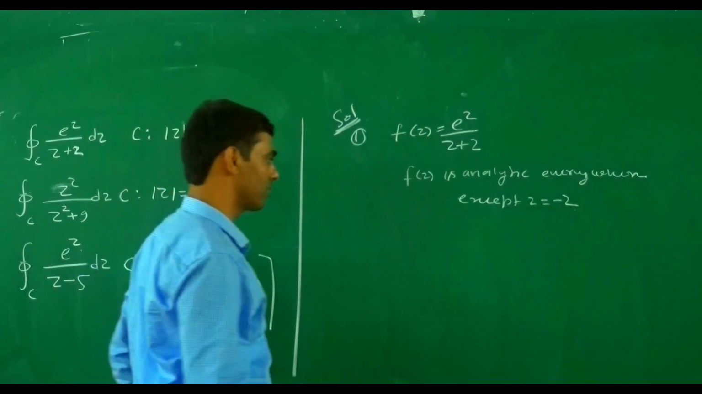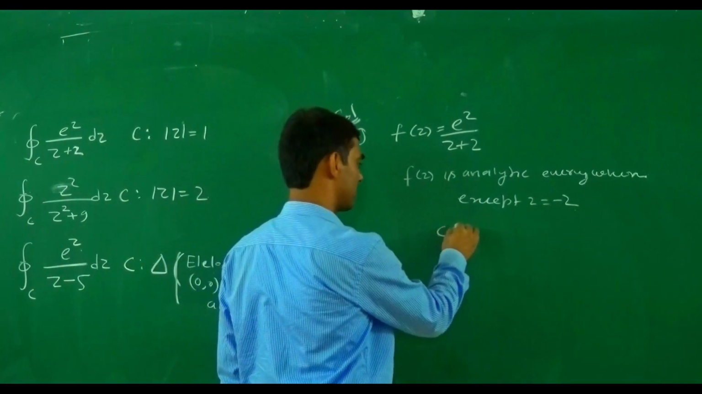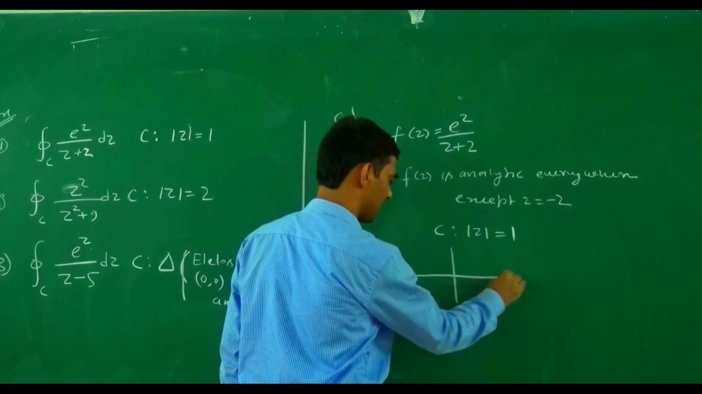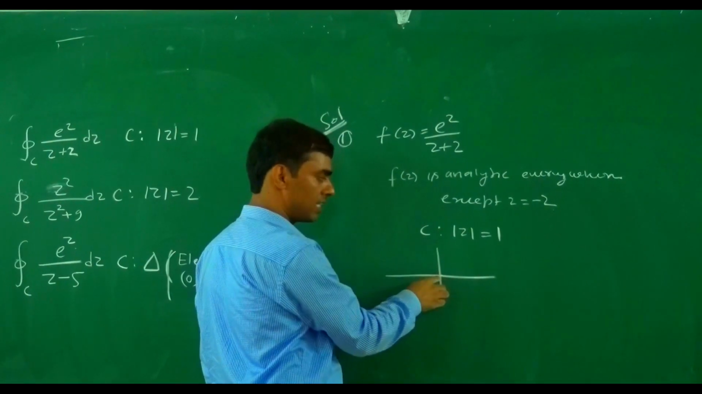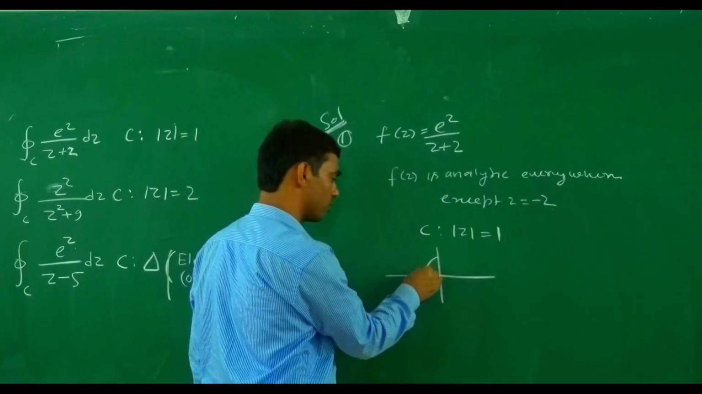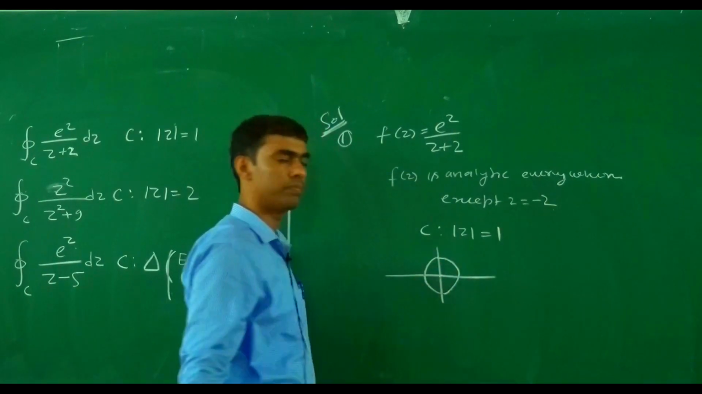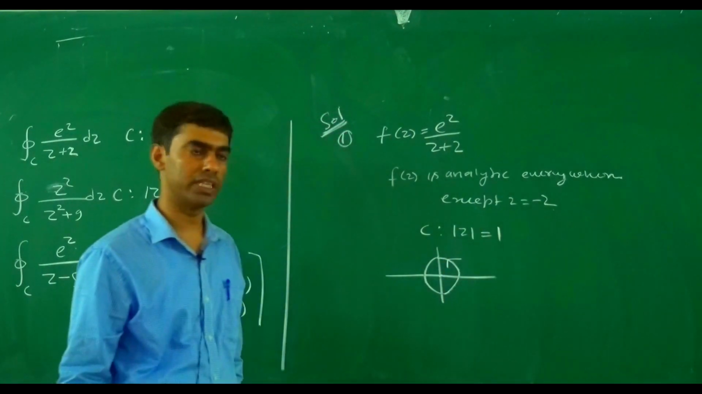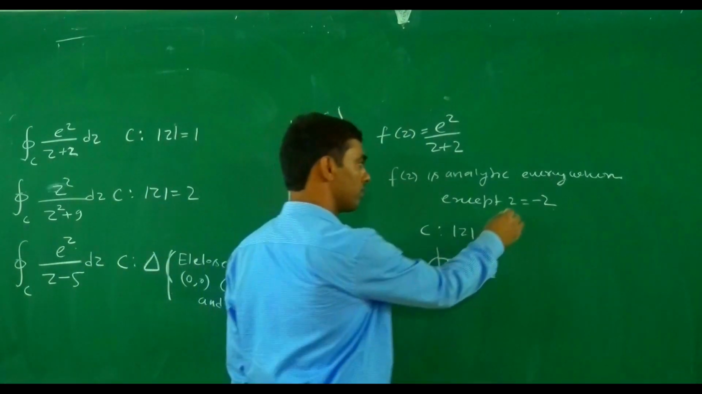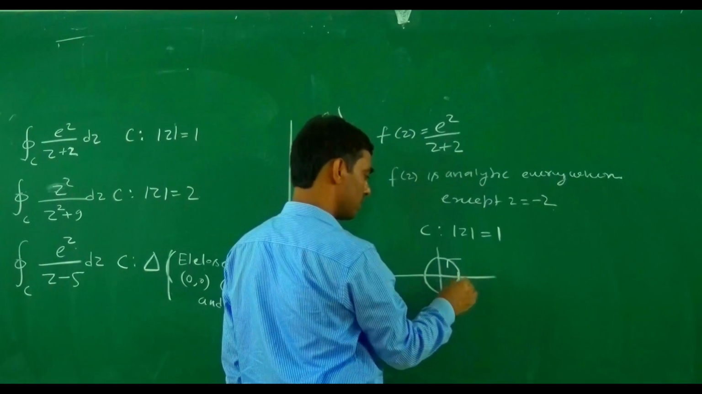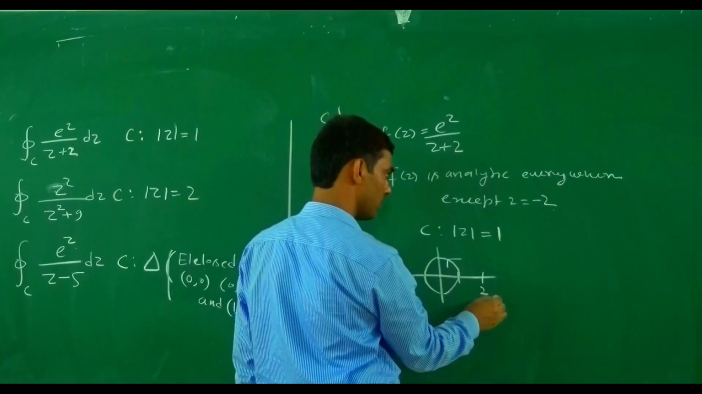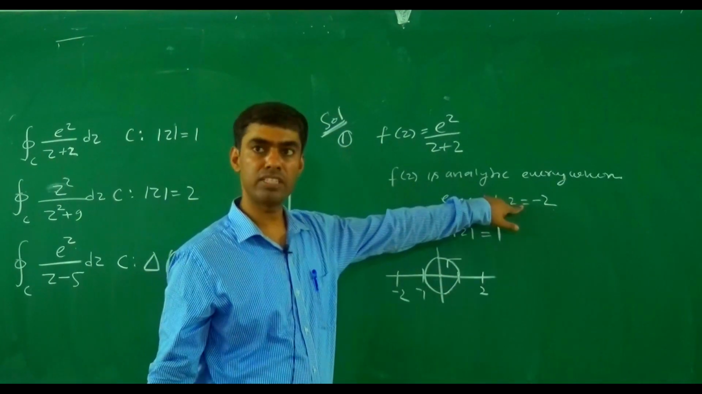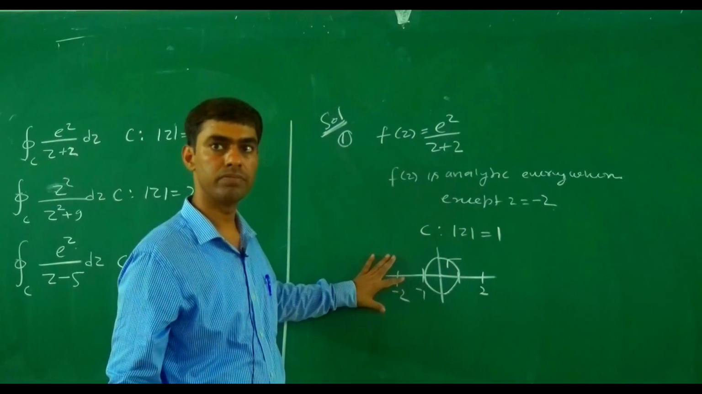So what is the closed curve? C is |z| = 1. This means it is a circle whose center is at 0, 0, and the radius is 1. This is C, and here we assume the orientation is positive. So z equal to minus 2: this is 1, this is 2, and this is minus 1 and this is minus 2. So z equal to minus 2 lies outside the region.